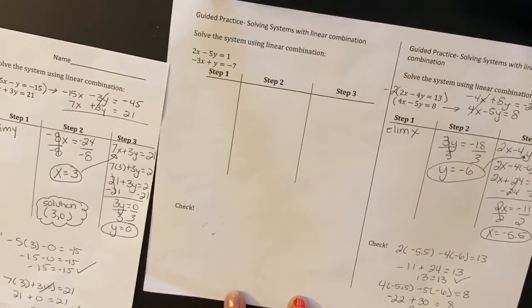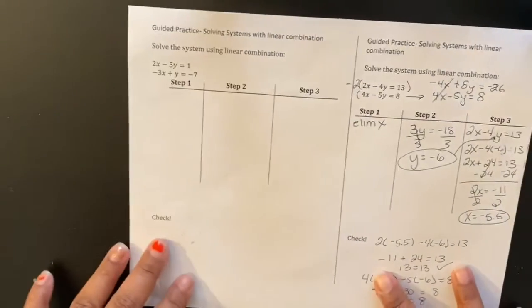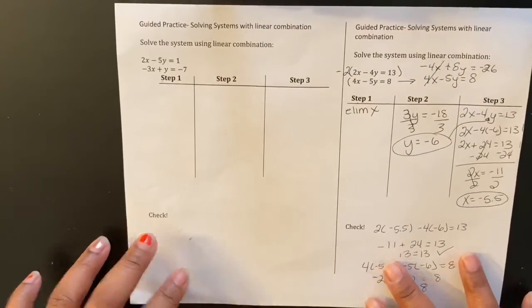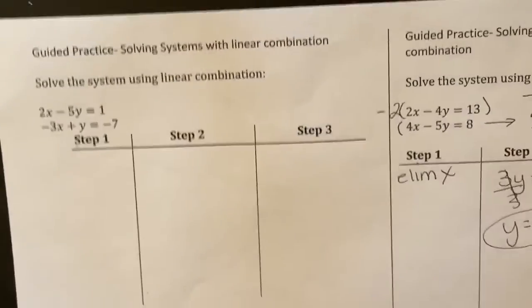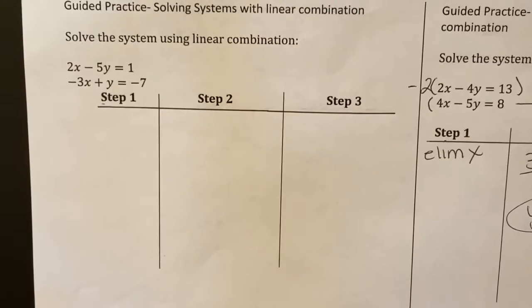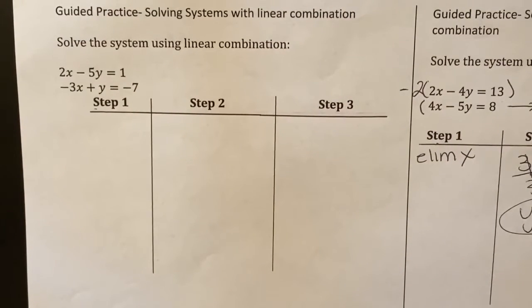Okay, looking at the individual practice problems from last class, particularly this first one. 2x minus 5y equals 1. Negative 3x plus y equals negative 7. And I tell you specifically, solve this system using the linear combination or elimination method. Okay. So you have to use that method.